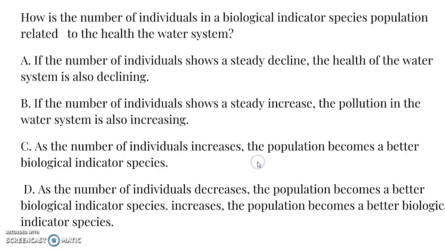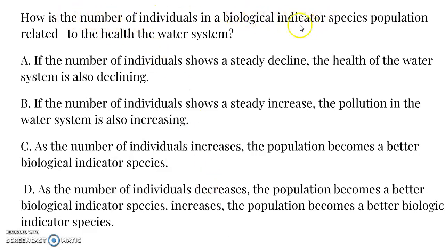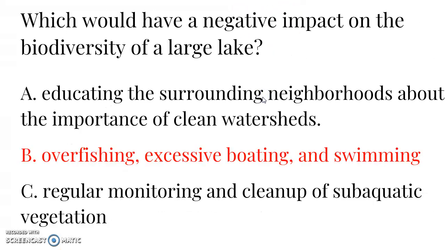That's a pretty easy one. You can pause it and look at some of these if you want to try and go through it. How is the number of individuals in a species, right? So bioindicator, biological indicator. The more of them there are, the better your water. You want a negative impact, so that one.